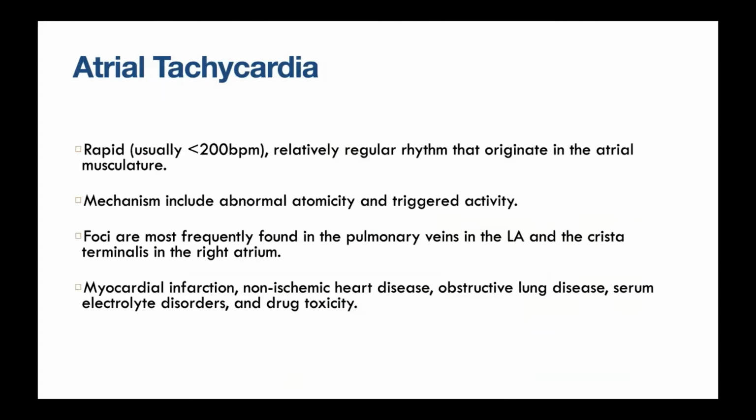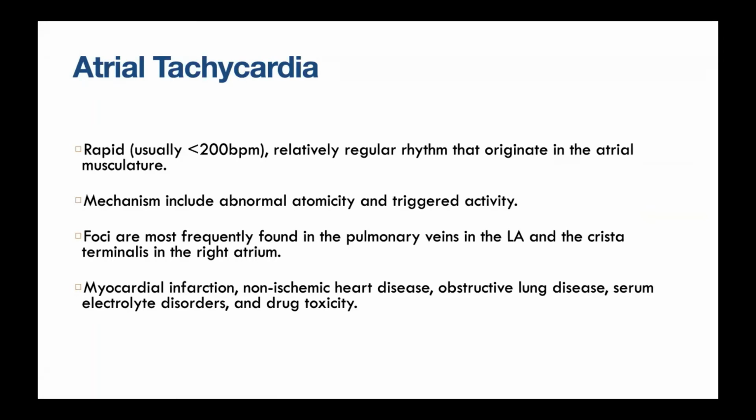Atrial tachycardia, most of the time it's rapid, but it rarely exceeds 200. And it's relatively regular. Sometimes you might see a slight irregularity. The mechanism, as we said, is abnormal automaticity most of the time. And the most common foci of atrial tachycardia are the pulmonary vein in the left atrium or the crista terminalis in the right atrium.